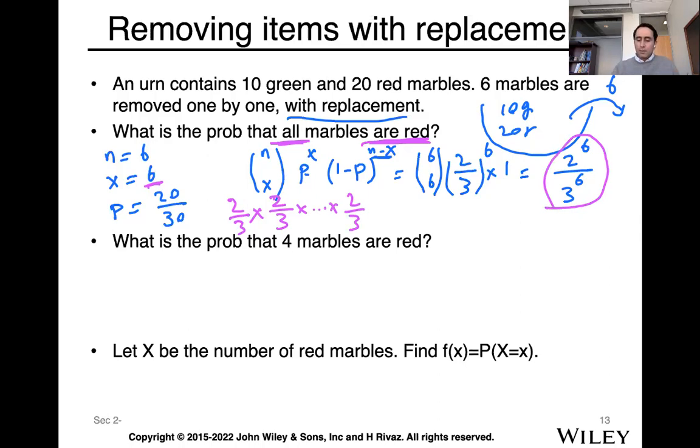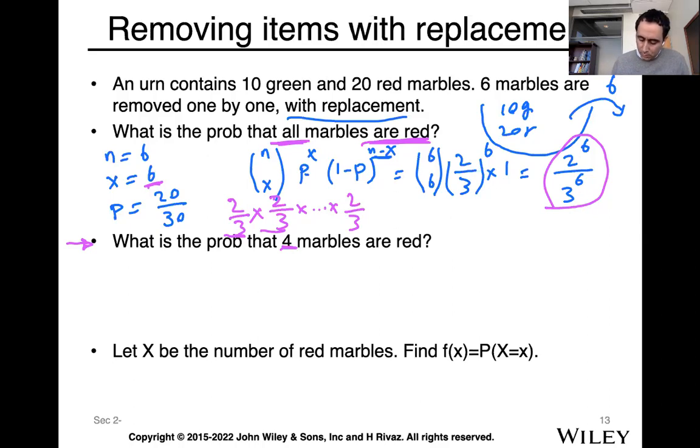So for this example, we didn't need to use binomial, but for the next part, it becomes difficult if we don't use binomial, right? What is the probability that 4 marbles are red? Because now I can't really solve it using this equation because I don't know which 4 marbles are red, the first 4 marbles or the last 4 marbles, or, you know, they are staggered. Did I answer the question? Oh, yes, thank you. Okay, so let's do the next one.